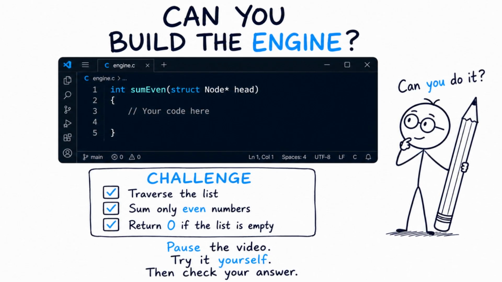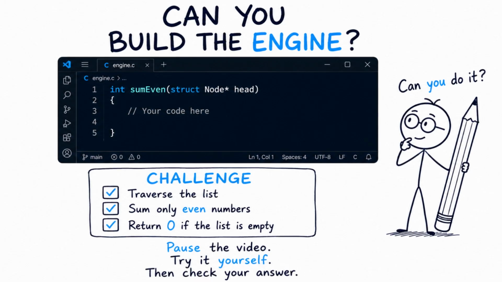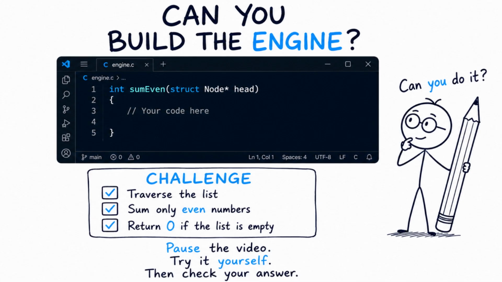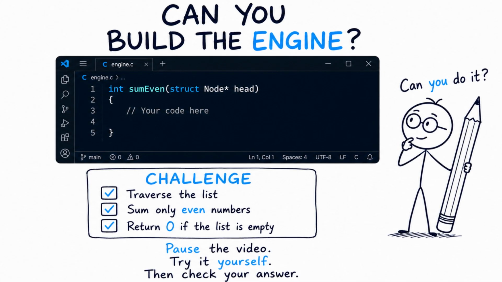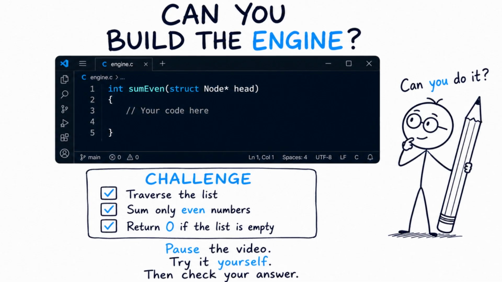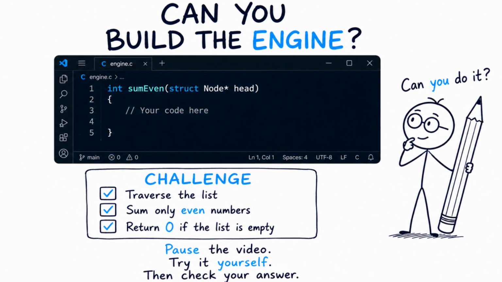I want to leave you with a concrete practice challenge to test out your new mental model. Right now, load up your C environment. Can you write a function to traverse the list, sum only the even numbers, and safely return 0 if the list is empty? So, what do you think? Can you build the engine?